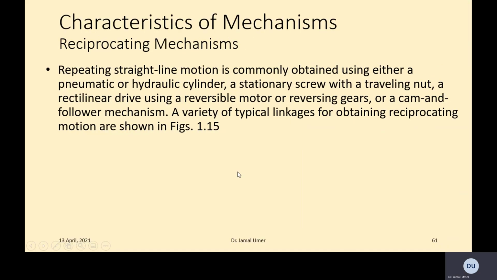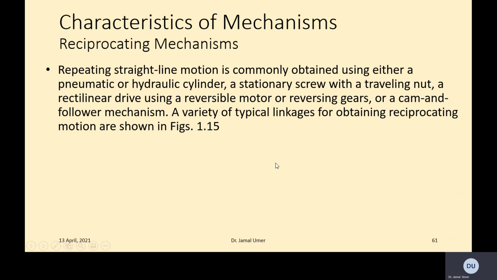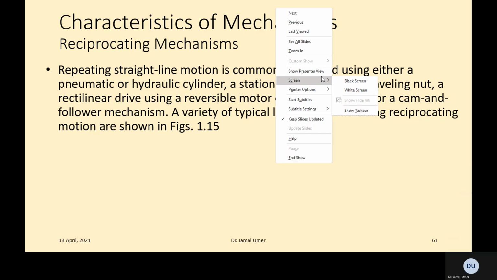All right, so the next category is basically repeating. So this was swinging, and the next category is reciprocating mechanism. Right.